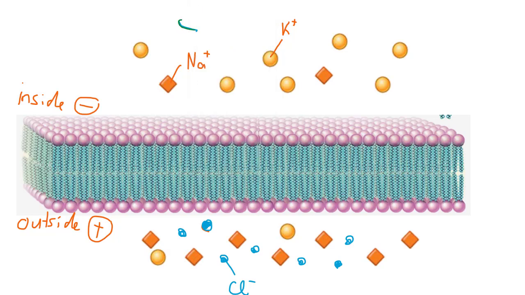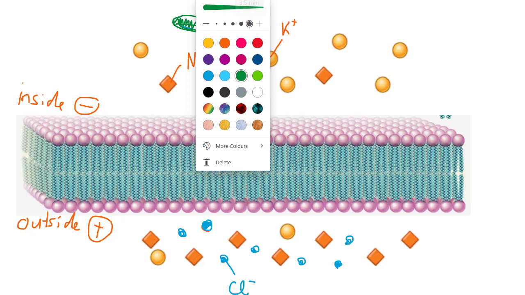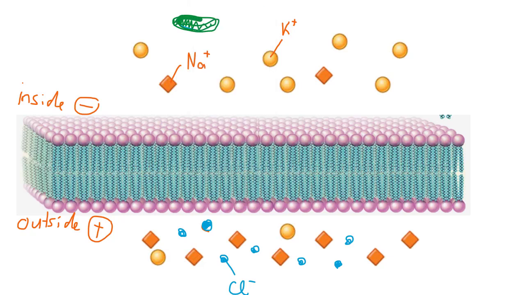So the proteins are very large, and that's the reason that they basically cannot come out. We've got these big, large, chunky proteins, and proteins are almost always negatively charged, which is the reason we have an overall negative charge on the inside.